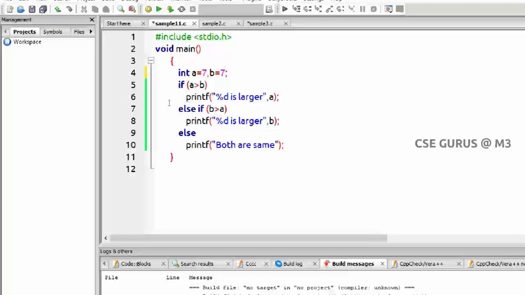The second value B is not greater than A, so definitely it takes both are same. Now my question is, what if I write like this, if of A? The first thing you need to check is whether it will give any error. Definitely not. So what is if of A? A value is 7, which is always non-zero. Non-zero means always true, right? So if of 7 means if of non-zero, true, and this will be executed simply. You can see the output of this printf statement.